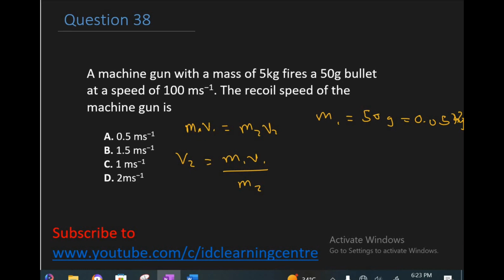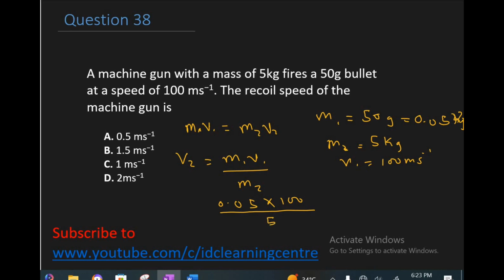0.05 kilograms. Then your m2 is your 5 kilogram, and then lastly your V1, that's initial speed, 100 meter per second. Right, so when we put these values here, we're going to be having 0.05 multiplied by 100 all over 5, right?